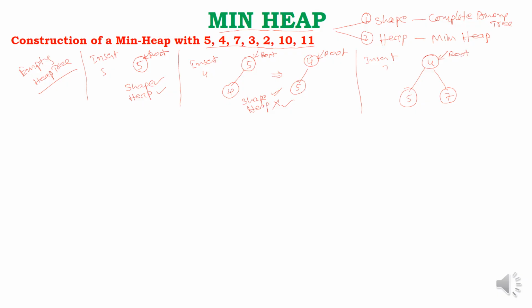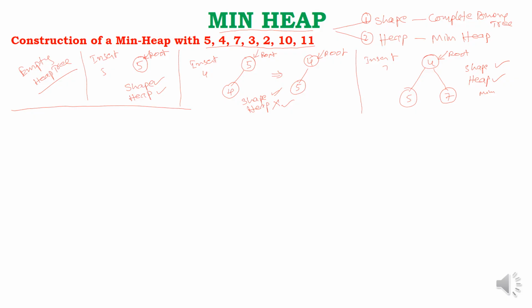We have constructed a binary heap. It is whether it is satisfying shape. Shape is a complete binary tree. What about heap? Parent should be less than children. 4 is less than 5. 4 is less than 7. Yes, it is satisfying shape property as well as heap property. So it is a minimum heap. Next, insert other value.